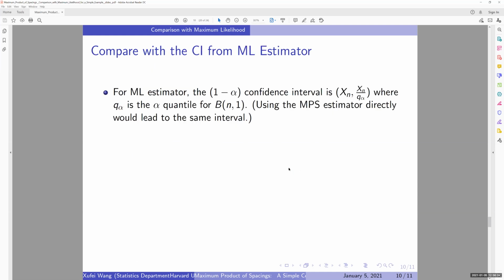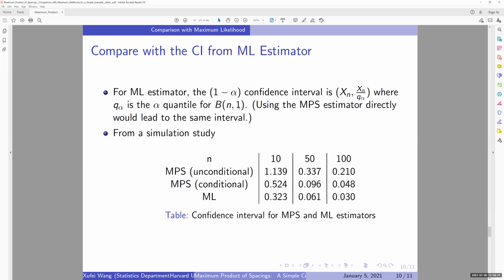So for this case, the MLE actually has a very simple confidence interval, because we know the distribution for x_n is a beta distribution. So we can construct this confidence interval as x_n and x_n divided by q_alpha, with q_alpha the alpha quantile for the beta distribution. So the n should have the little parenthesis there. That's the maximum order statistic. Yes, you are right.